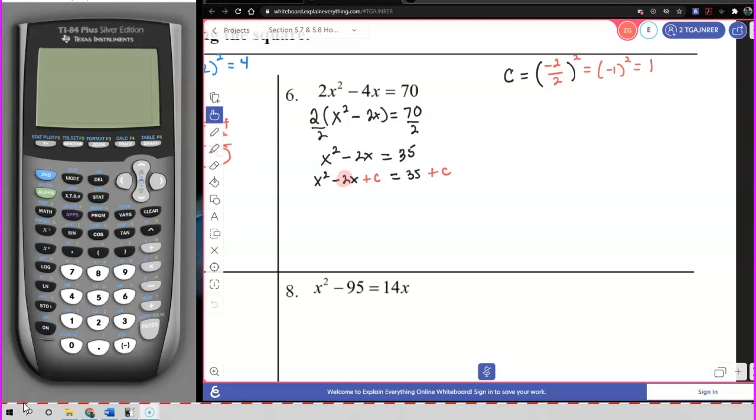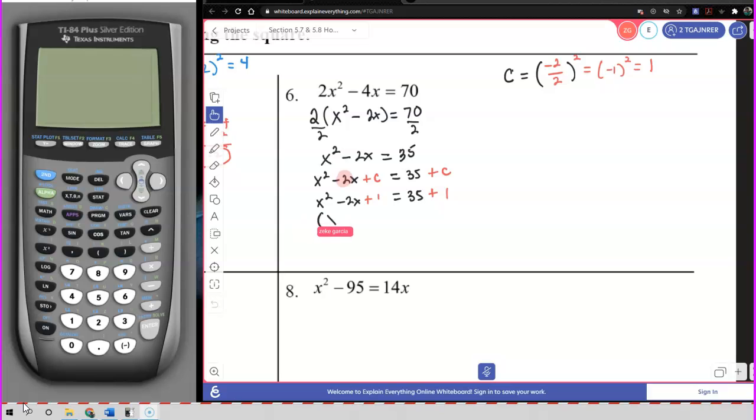So what you're going to do now is go back and substitute. So you have x squared minus 2x plus 1 equals 35 plus 1.